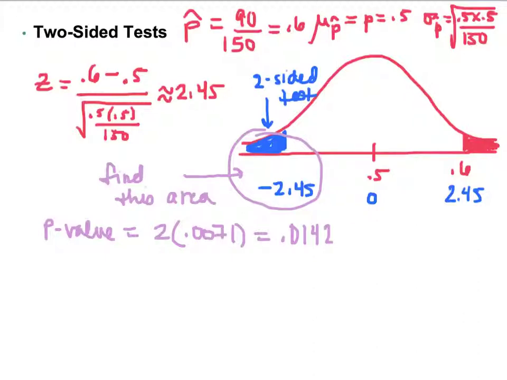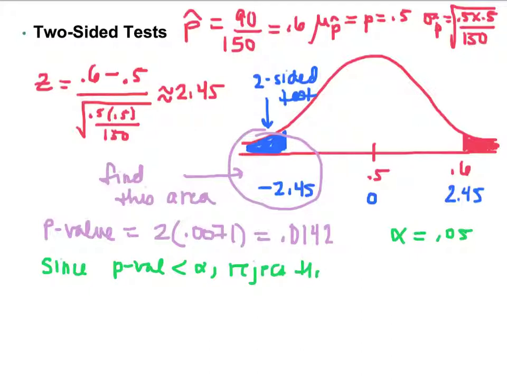Okay, so what are we going to do? Well, we compare the p-value with alpha. Remember, alpha was 0.05. We see which one's bigger. Now it's really clear to me that alpha is bigger, so I reject. Since my p-value is smaller than alpha, we reject the null. And now we write a context-specific conclusion in terms of the alternative hypothesis.